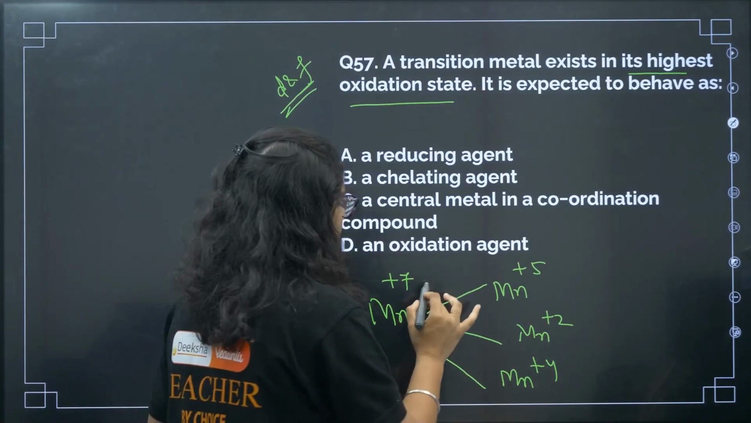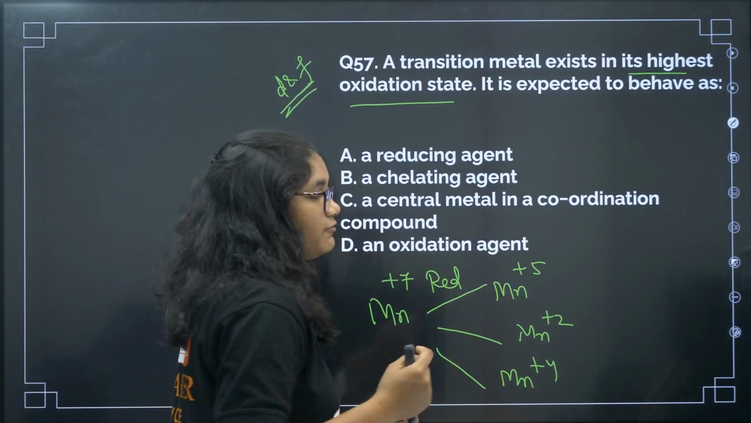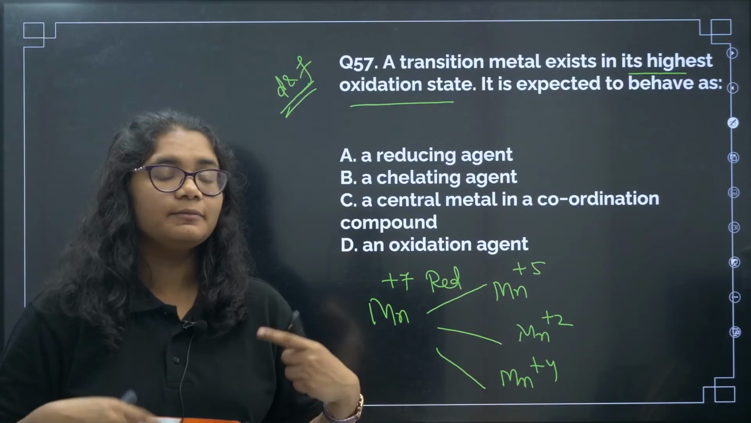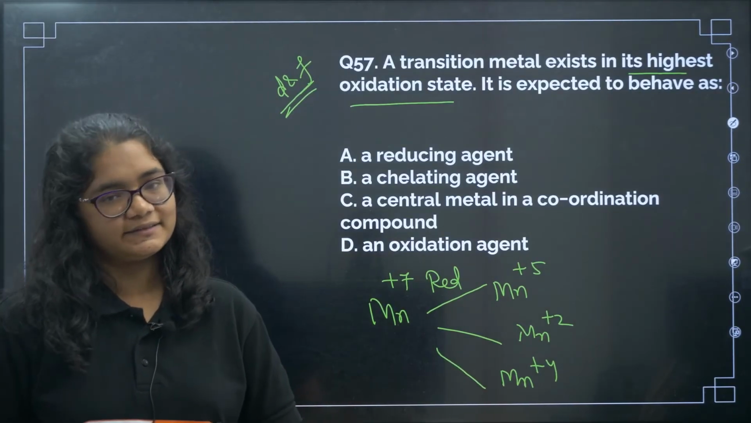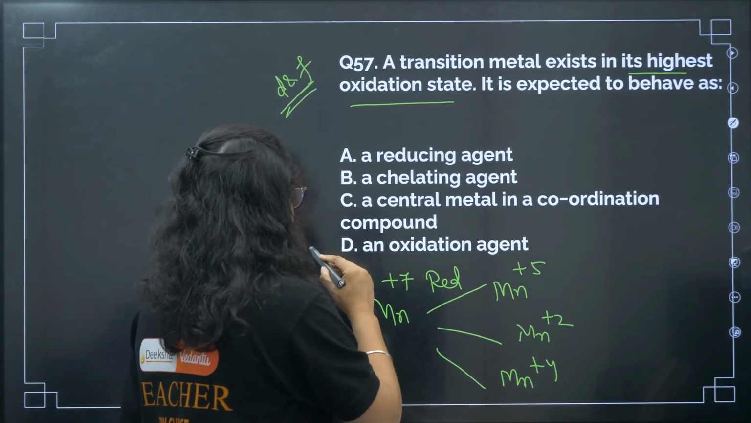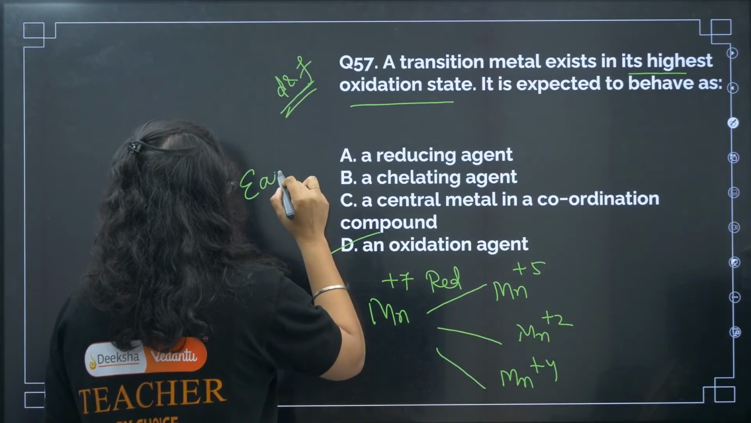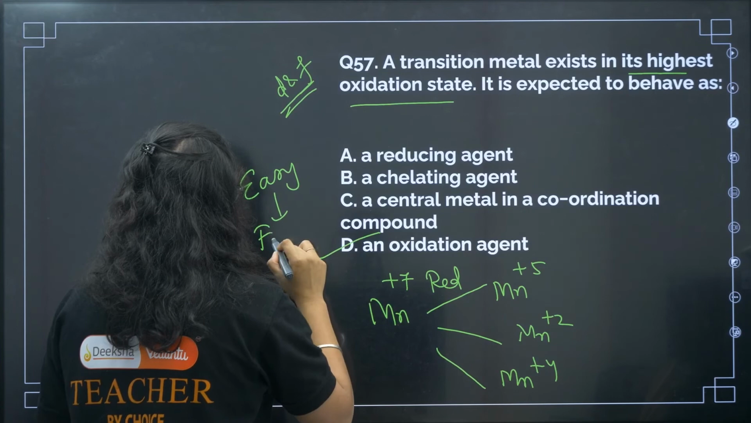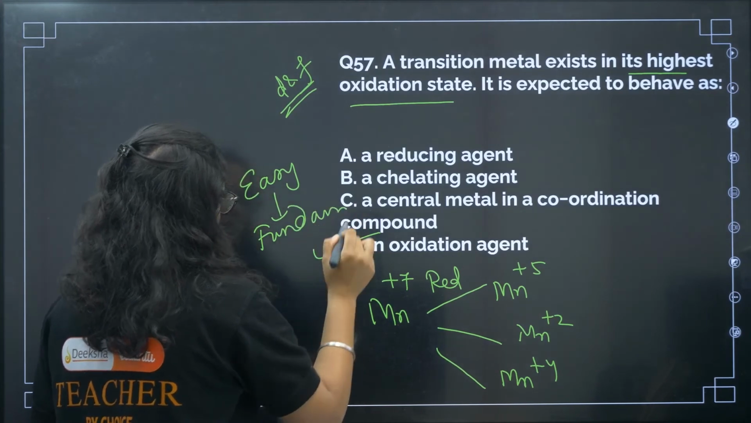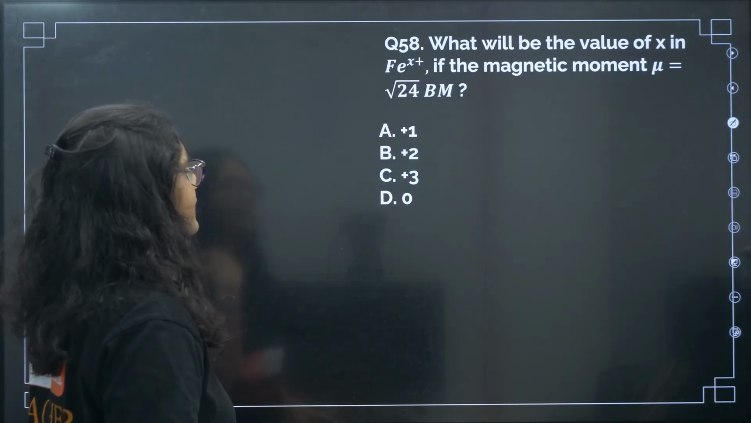So what process is it undergoing? Reduction. And if it is undergoing reduction, it will behave as a very good oxidizing agent, right? So the correct answer for this question will be option number D. So I'll say this was a bit easy, but a very fundamental question. Okay. Next, coming to the 58th question.